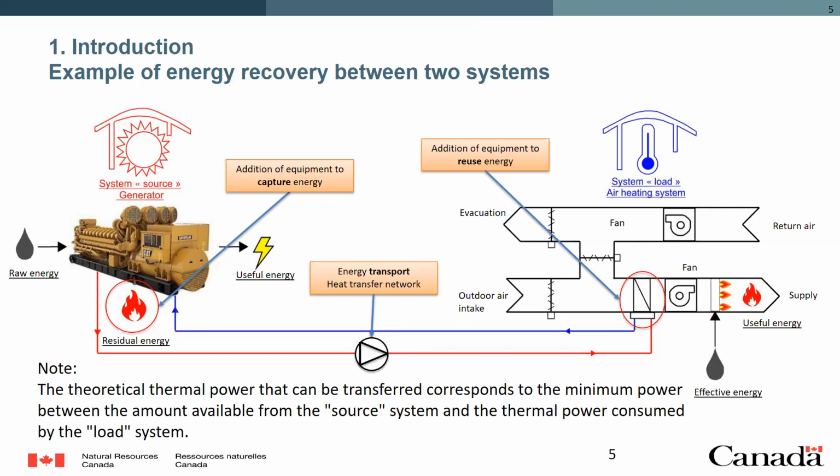So the opportunity here is to capture some of that 70% of the lost heat energy and add a transport system for the heat energy, so a heat transfer network, and then add also a system to reuse that energy, for example, on a fresh air system. And that way we can use the heat that is being dissipated today from the generator to heat the fresh air to the mine site, as an example.